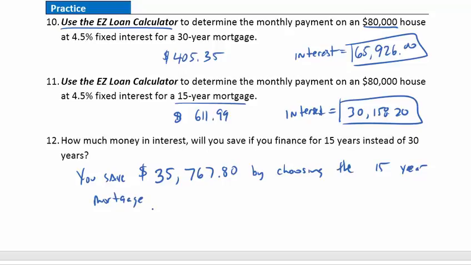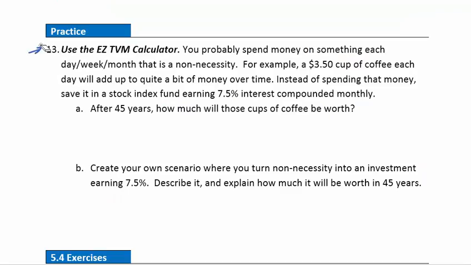And so notice it's a little over $200 every month to pay extra to get a 15-year mortgage over a 30-year mortgage. But notice if you can swing that here, you can save over $35,000.